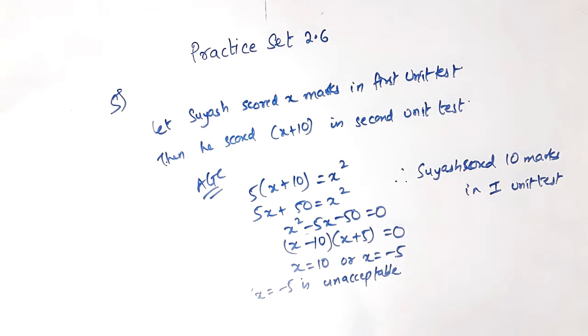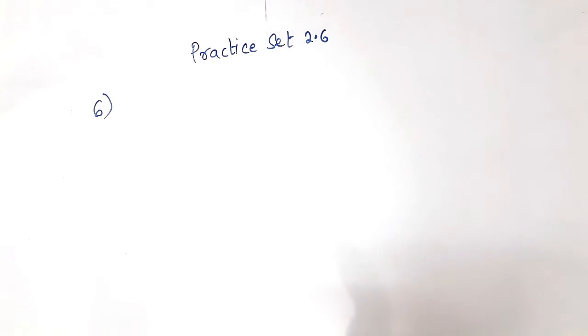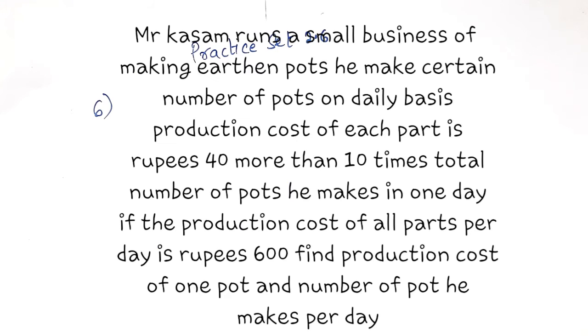Okay, then question number 6 says that Mr. Kasam runs a small business of making earthen pots. He makes a certain number of pots on a daily basis. Production cost of each pot is rupees 40 more than 10 times the total number of pots he makes in one day. If the production cost of all pots per day is rupees 600, find the production cost of one pot and the number of pots he makes per day.